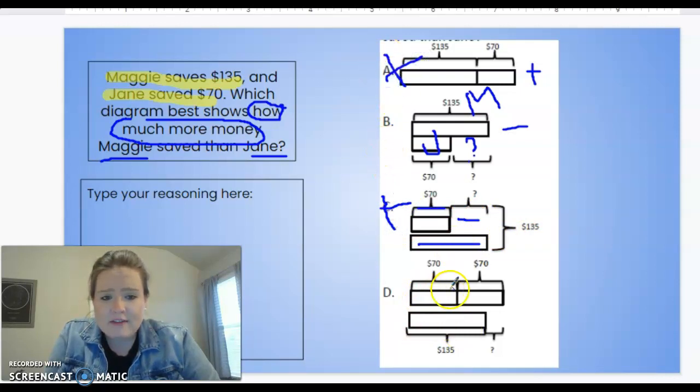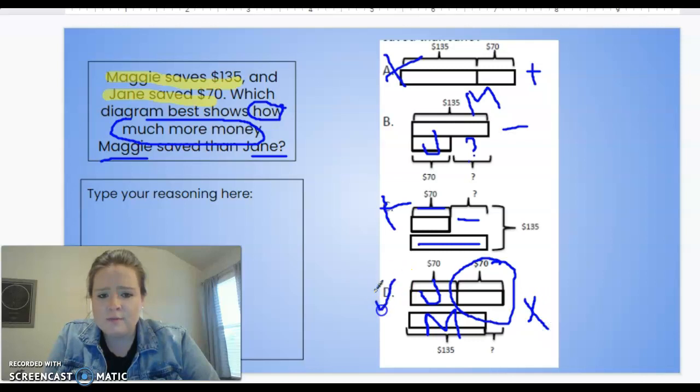Letter D, 70 and 70 is the same as 135 plus something. Well, I don't know where they got this second 70. There's only one 70 stated in the problem. This is Jane's money. This is Maggie's money. I don't know what this is, okay? That is not an accurate statement. So that is wrong. The correct answer is letter B.